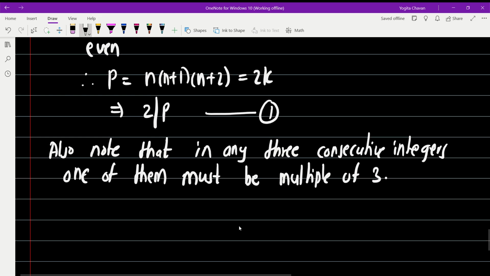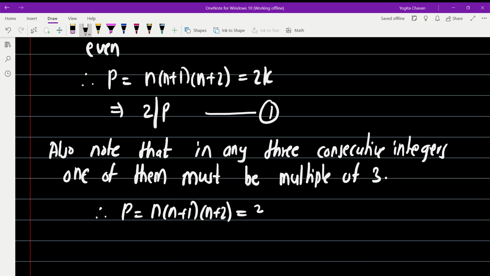Therefore, P is equal to n into n plus 1 into n plus 2. This product is guaranteed a multiple of 3. क्योंकि कोई तो एक नंबर n 3 का मल्टीपल हो सकता है, नहीं तो n plus 1 नहीं तो n plus 2, तीनों में से एक तो 3 का मल्टीपल गारंटेड रहने वाला है. सो दिस प्रोडक्ट जो बनेगा वो भी 3 का मल्टीपल रहेगा. This implies 3 divides p. So number 2.